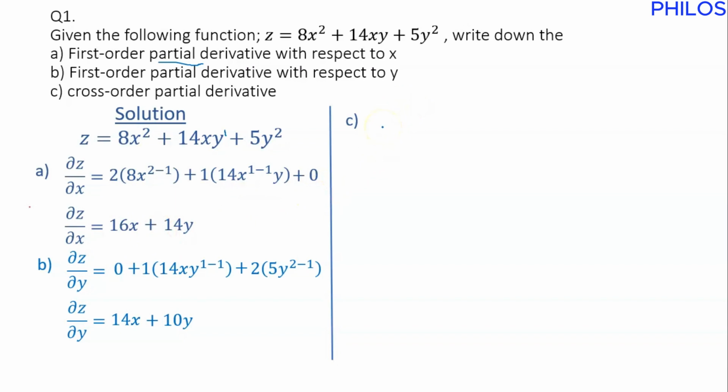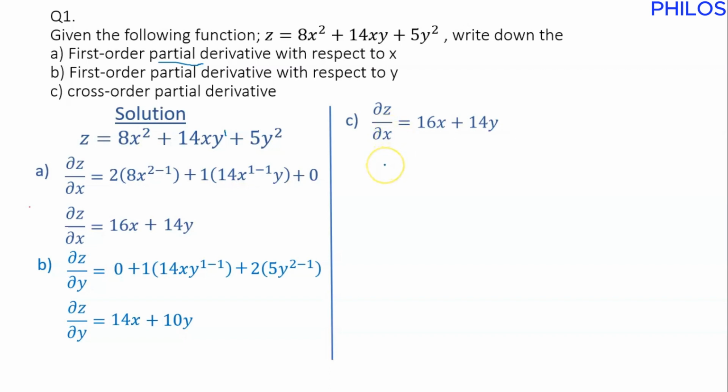So I'm recalling partial z with respect to x, which is 16x plus 14y. Now, I want to differentiate partial z partial x with respect to y, with respect to the second variable. You see that? So that will give you the cross-order partial derivative. If you differentiate partial z partial y with respect to x also, you get the same answer as the one I will get here. But I decide to use this.